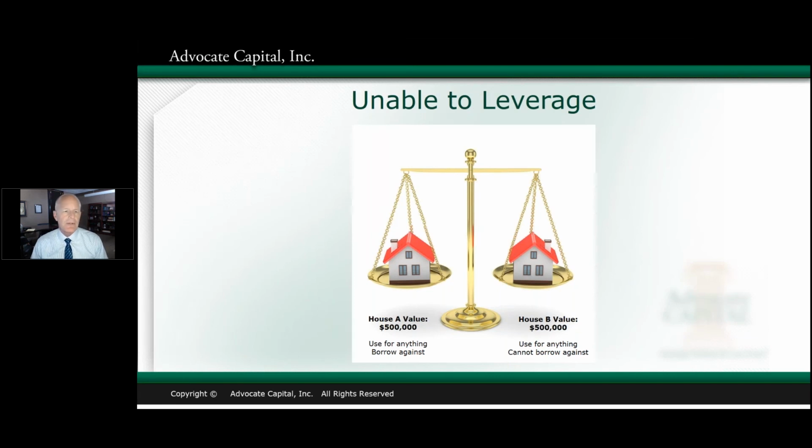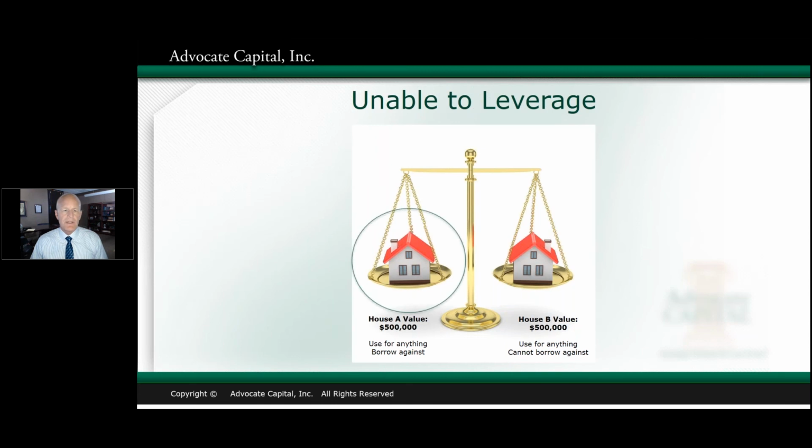And I can show you how the inability to leverage an asset can really undermine its value further. So here we have another example. House A is worth $500,000, and you can use it for anything, and you can borrow against it, right? House B, same value, but you can't borrow against it. So which house would you rather have? Well, you want house A because you could leverage it, right?